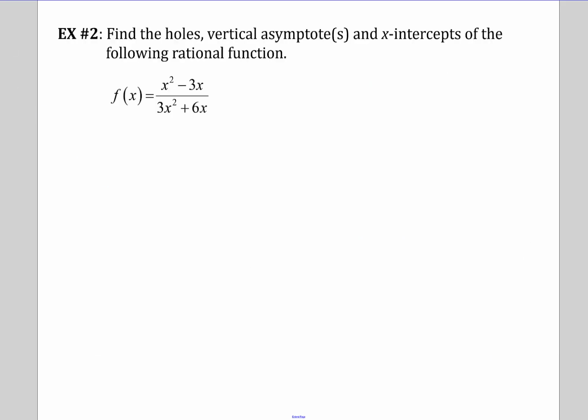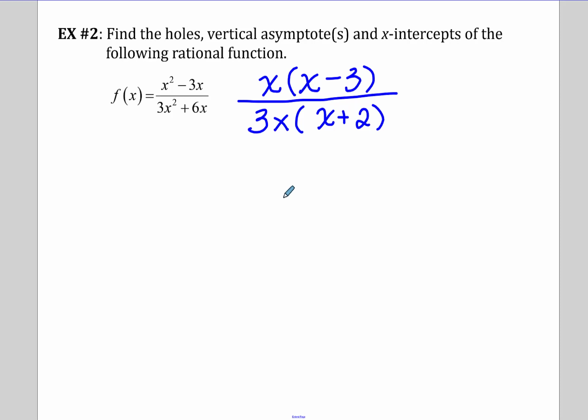So let's give that a try. Find the hole, the vertical asymptote, and the x-intercept of this rational function. We could do that by factoring an x out of the top, and then the common factors in the bottom would be a 3 and an x. And we want to tear that apart. So watch what's happening here. The first thing, you see the common factor? We just took out that common factor.